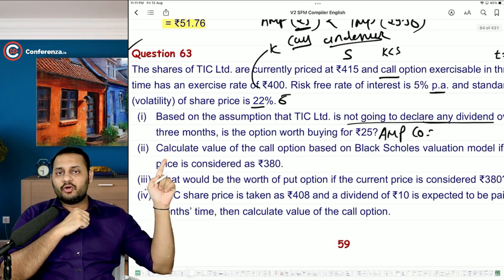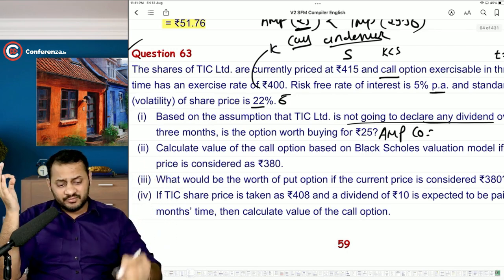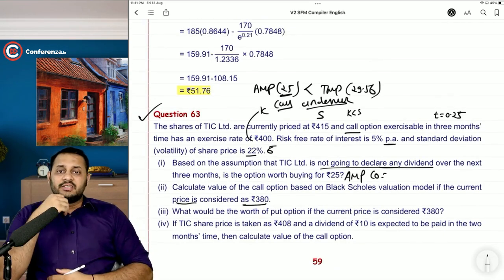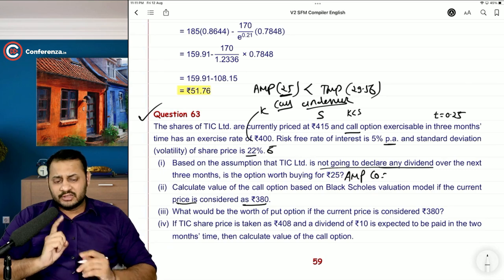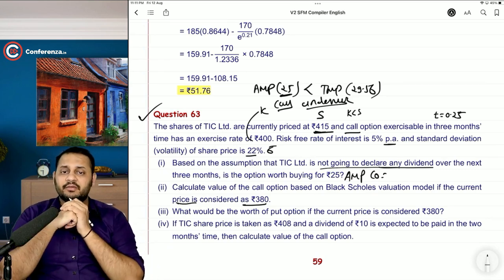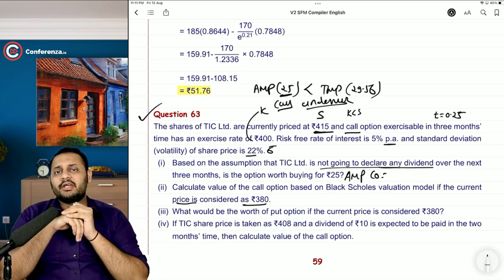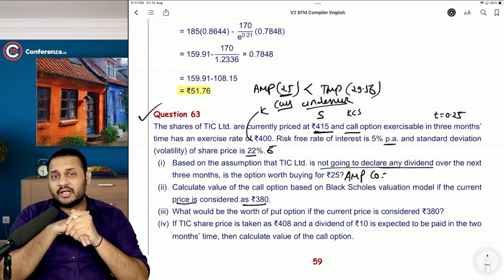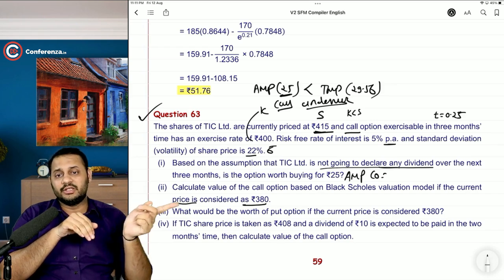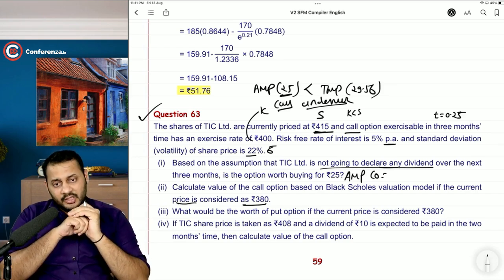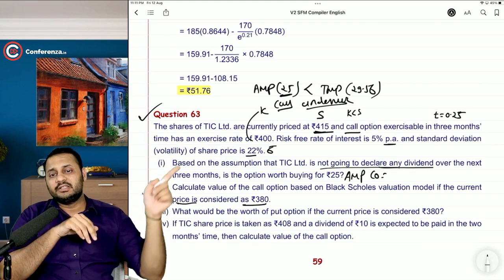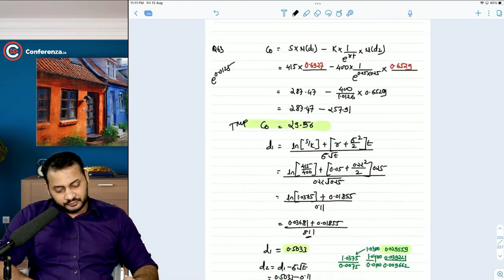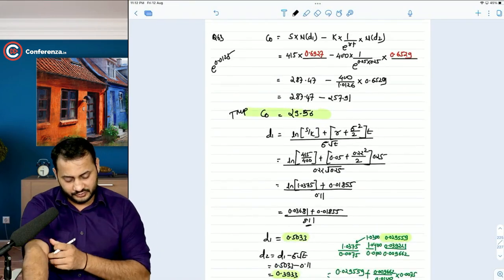Calculate the value of the call option. Again the same thing, but this time the current price to be considered is 380. They are only changing one thing, which is the current price, that is 380. So what difference will it make to the calculation? There will be something new that you are going to learn in this. When you replace 415 with 380, there will be some changes in the answer. I will show you. See.